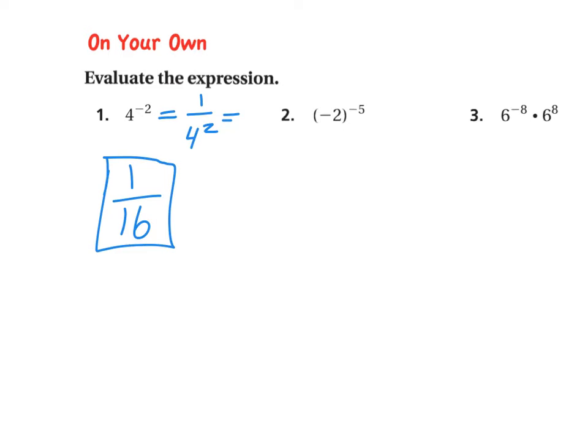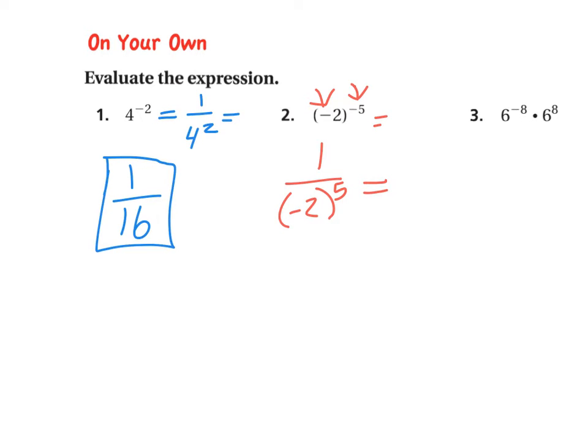All right, now this one's trying to trick you. You see how we have a negative base and a negative exponent. Well, first thing, simplify it to have 1 over negative 2 to the power of 5. Okay, so there's simplified. Now I solve it.